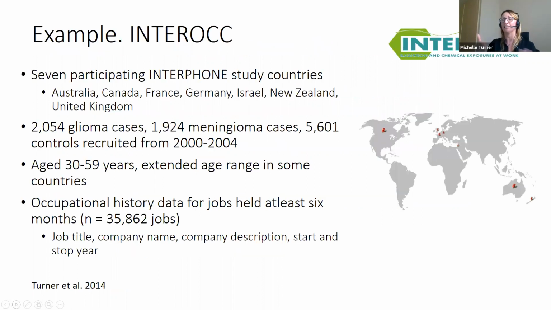So this is an example again from the Interphone INTEROCC study, just to give you a very brief background. This was a 7-country study conducted as part of the Interphone study on brain tumors. We have different brain tumor cases here and controls. They were aged 30 to 59 years in most countries. For the participants, occupational history data was collected for over 35,000 jobs, including the job title, the name, the description, and the start and stop dates.